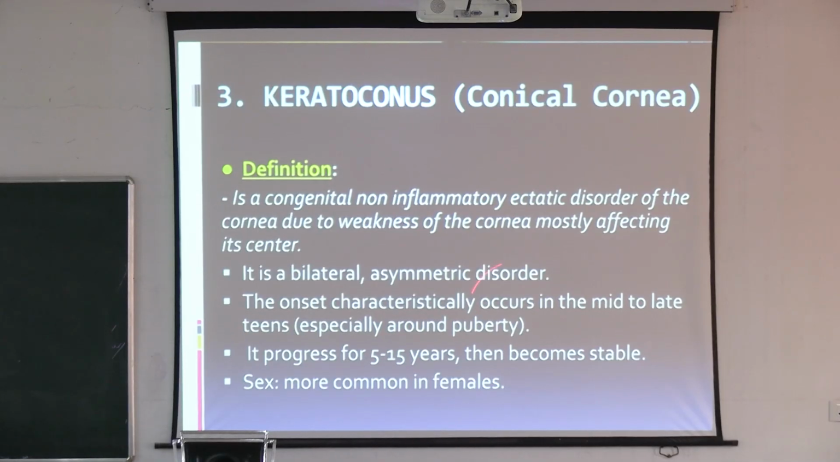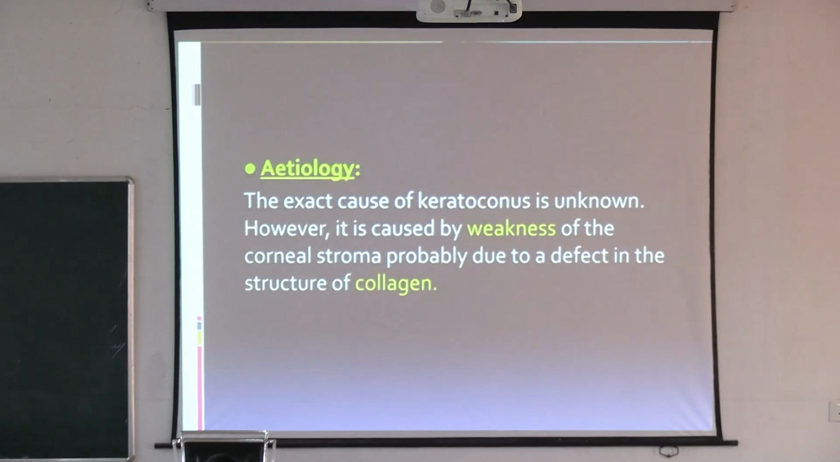Onset usually occurs in the mid and late teenage years, and it progresses in the 5 to 15 years age group, and it mostly affects females. Keratoconus is more common in females.